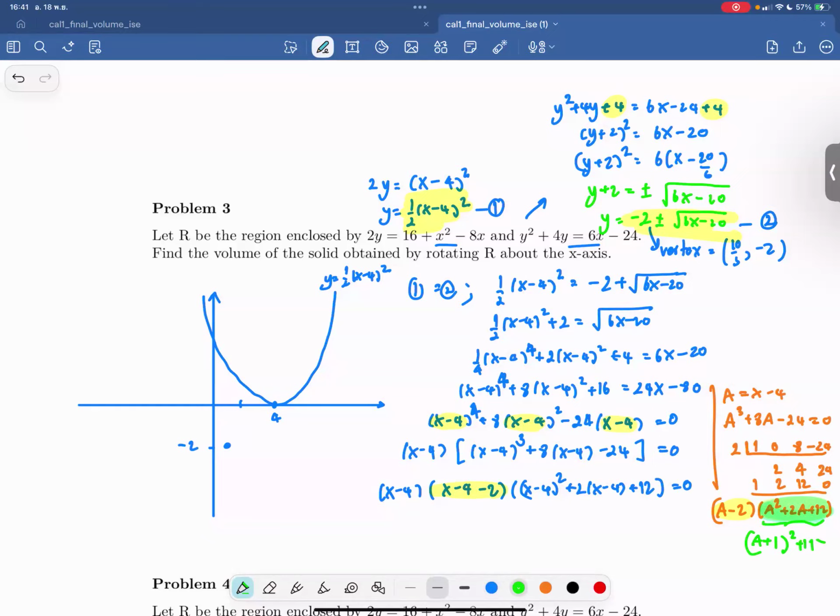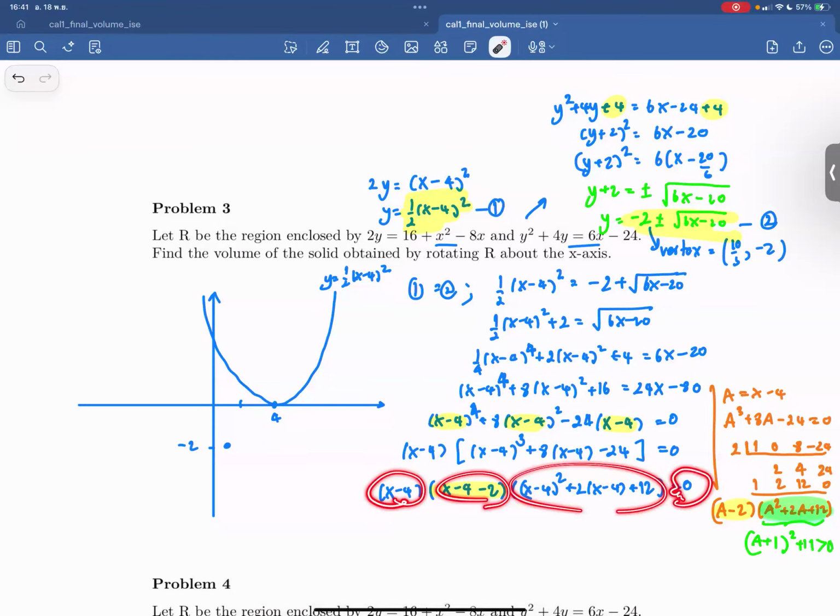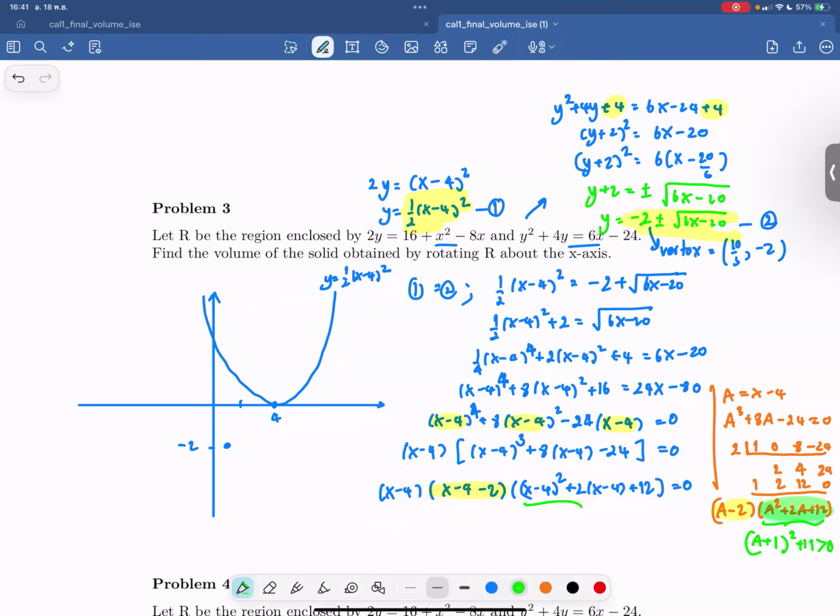So it must be greater than 0. So the product of three terms is 0, and this term must be greater than 0. So finally, the term that should be 0 is only the first factor. Oh, sorry, the first two factors. So we conclude that the intersection is 4 and then 6. So it should be like 4, 1, and then 6 again. So the functions should look like this and this. And then this one is the area of the rotation.